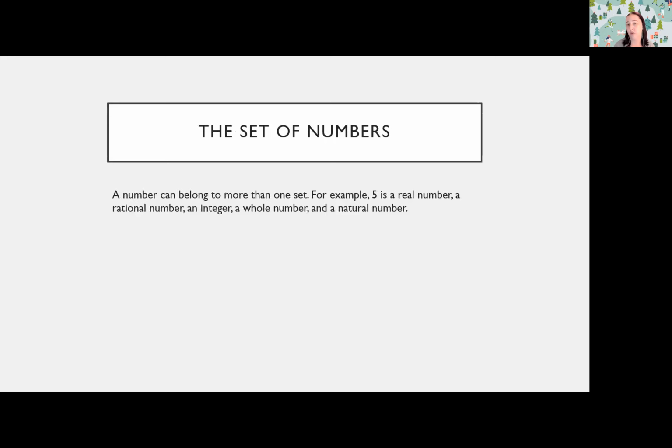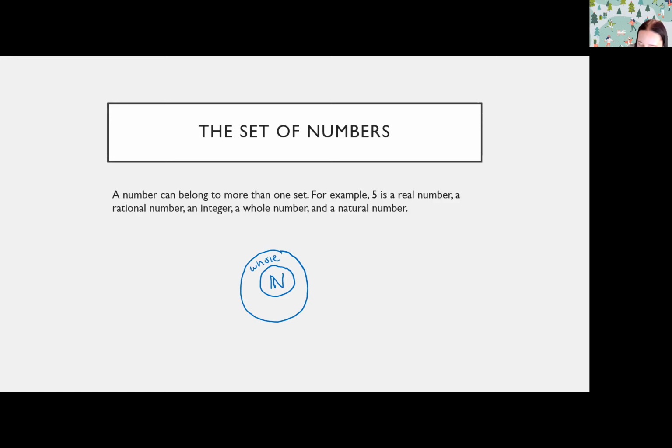So that brings us to the set of numbers. We usually write this as a Venn diagram, and numbers can fit into more than one category. We start with the natural numbers, the counting numbers, basically 1, 2, 3, 4, and so on. And then when you add in the number 0, you get the whole numbers.